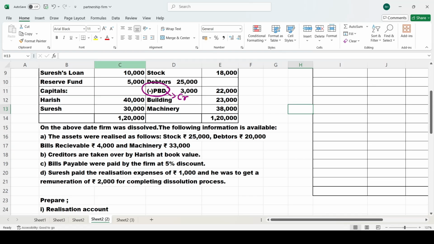They have given a few adjustments over here. I hope you can see. On the above date, the firm was dissolved. The following information is available. They have given the price for which the assets were sold. And the creditors are taken over by Arish. Arish took over the creditors.